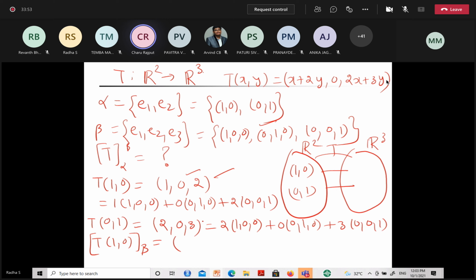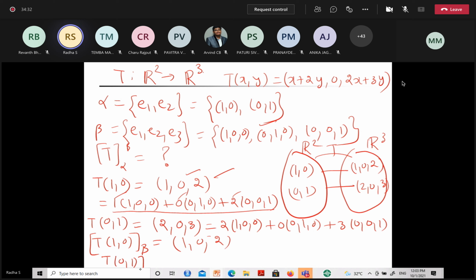No problem. Okay. So beta, in this question, T of (1, 0), I have written this way, right? (1, 0) goes to (1, 0, 2) and (0, 1) goes to (2, 0, 3), right? (1, 0, 2), I have written that as a linear combination of these three elements, right? What linear combination is used? 1 into (1, 0, 0), 0 into (0, 1, 0), 2 into (0, 0, 1). So you have to collect these coordinates (1, 0, 2). That is the coordinate vector.